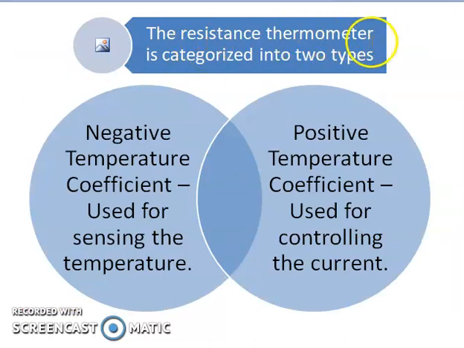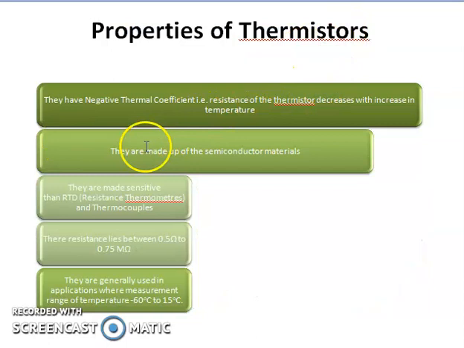And the thermistor is categorized into two types. First one is negative temperature coefficient, which is used for sensing the temperature. And second one is positive temperature coefficient type, which is used for controlling the current. Now, properties of thermistors. They have a negative temperature coefficient. That is, resistance of the thermistor decreases with the increasing temperature.